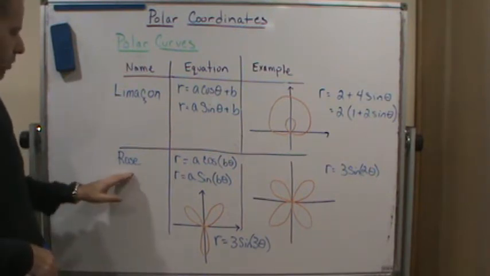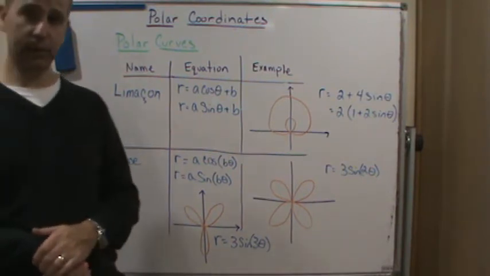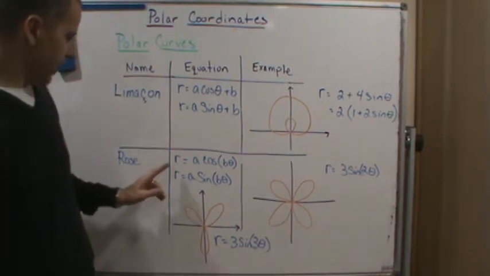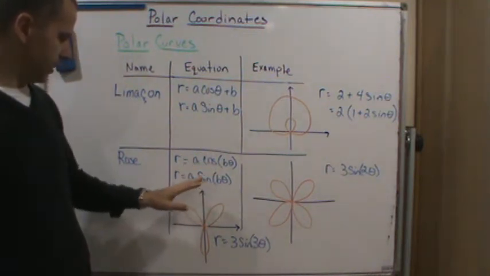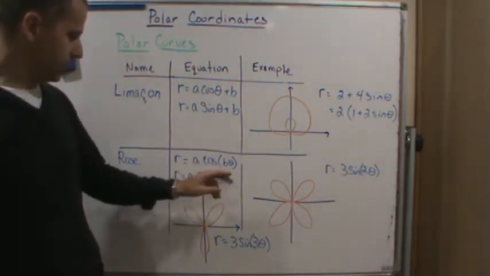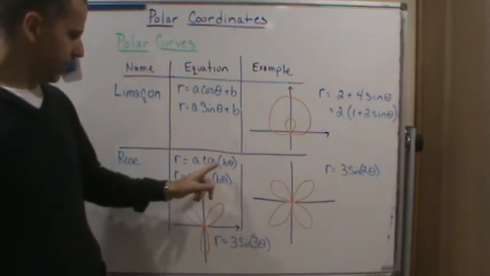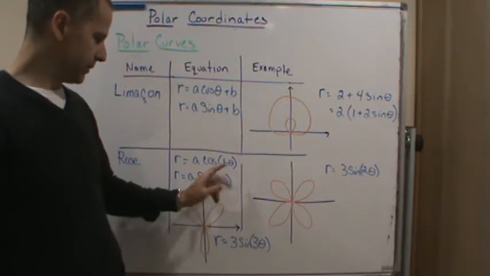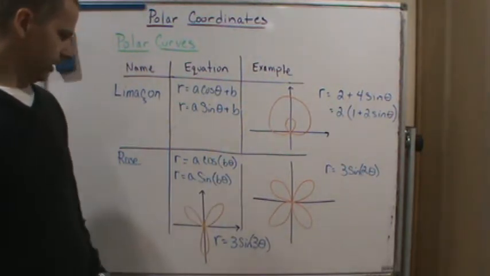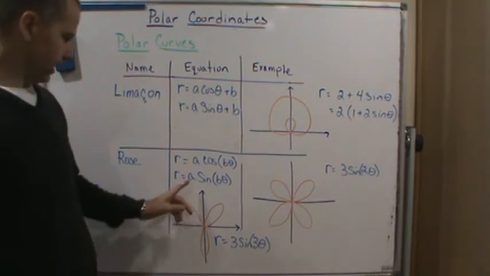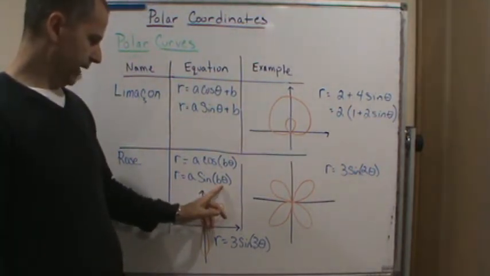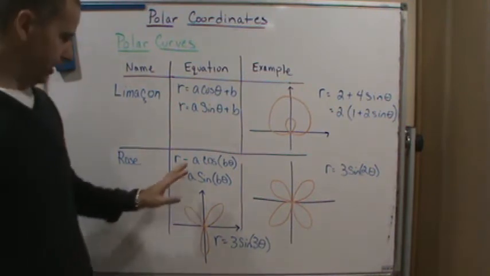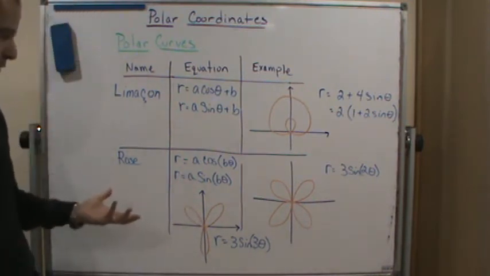Now, then there's the rose. Now the rose has petals. Very interesting thing about the petals, as you're going to see in a moment. So a rose has these type of functions here: either r equals a times cosine of b times theta, so some multiple of theta is the angle, or a sine of a multiple of theta. Either one of these will give us what we call a rose.